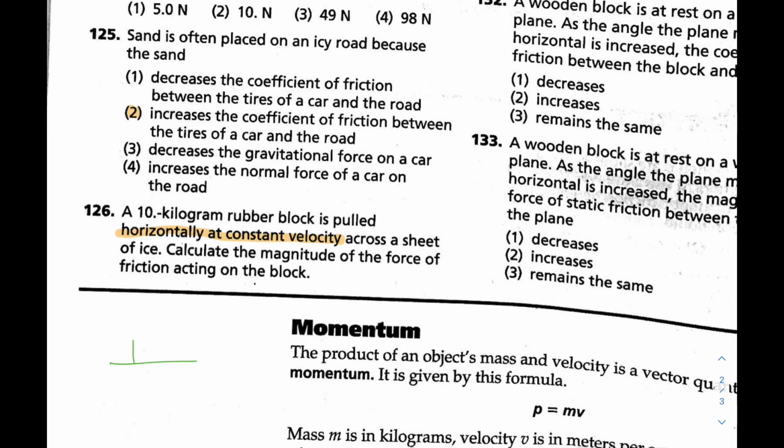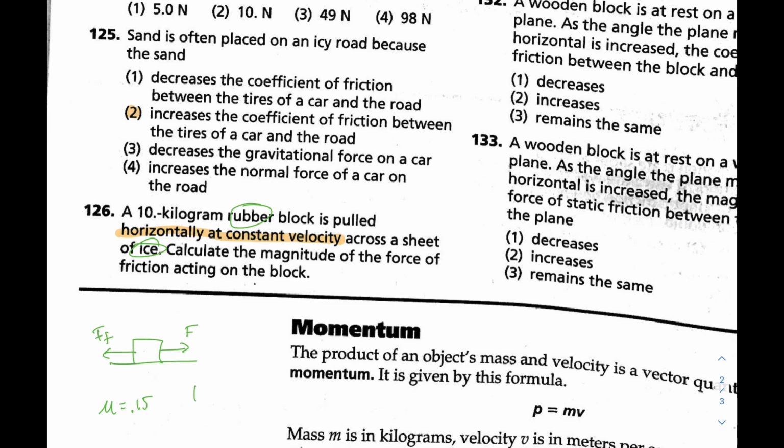So if you imagine your block and your plane, and you're saying, hey, I don't know what this force is, but I know what this force of friction is. And you say, well, how do I know what that force of friction is? Well, you were told it's a block of ice, and it's a rubber block. So you go to your reference table and you look up the coefficient of friction for rubber on ice, and that coefficient of friction is 0.15.